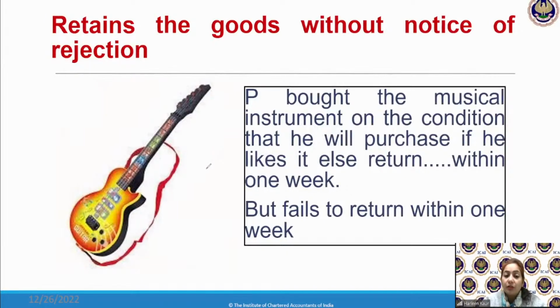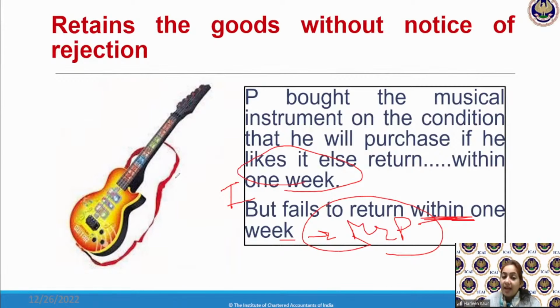So here we are applying the first rule. He said that I will give my acceptance within 1 week, but he failed to do that. Now he fails to return the instrument within 1 week. So who becomes the owner, children? Mr. P becomes the owner.